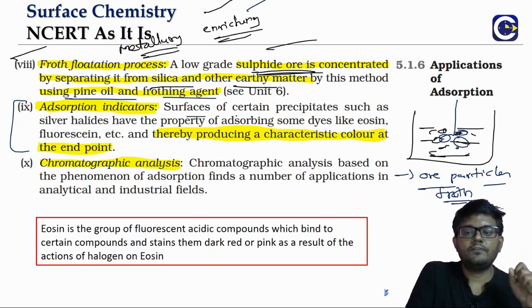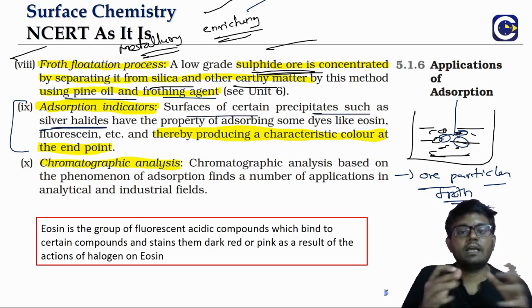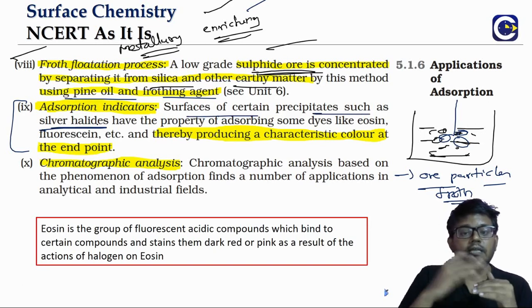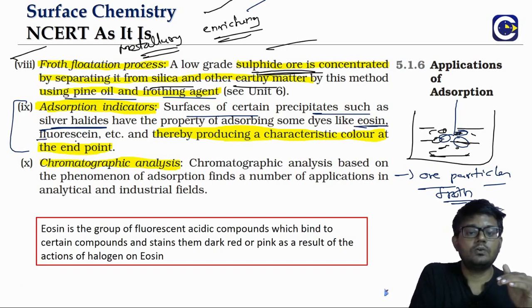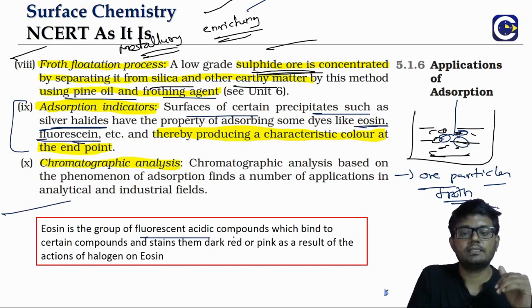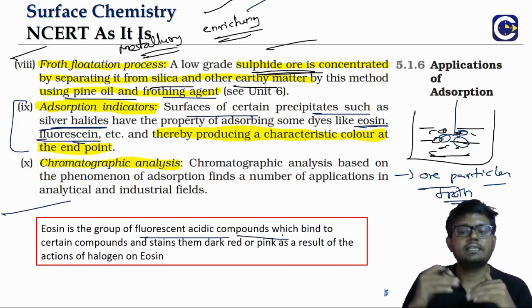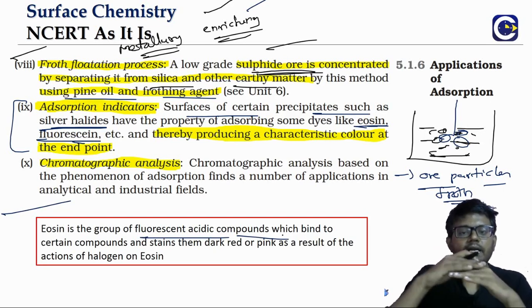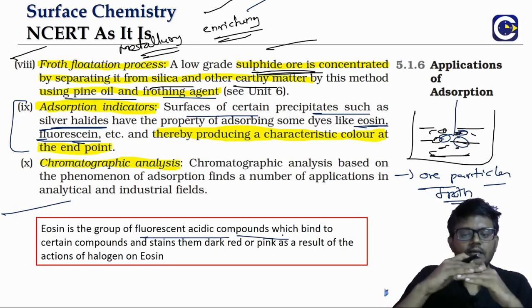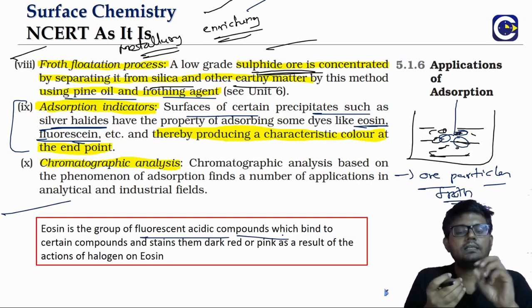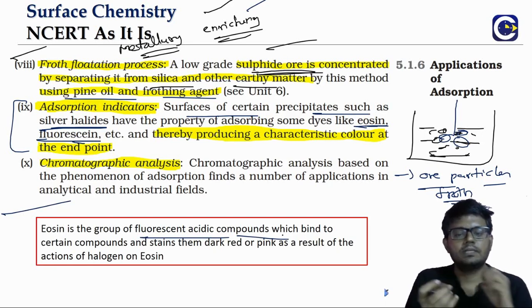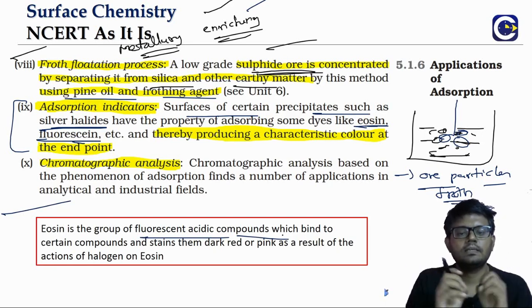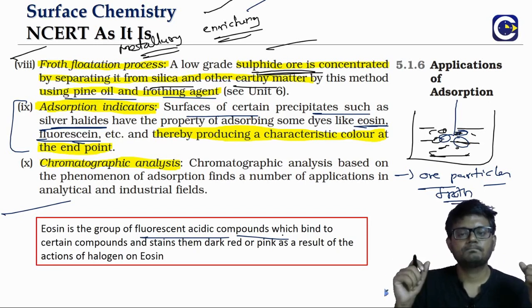Like the surface of a substance like silver halide, they can adsorb some dyes like eosin or fluorescein. So what are these eosin? They are basically fluorescent acidic compounds which will be able to bind to things like silver halide, and when they are binding, meaning adsorption, there will be a reaction happening between the halogen and the eosin, and that will give the characteristic color or stain.